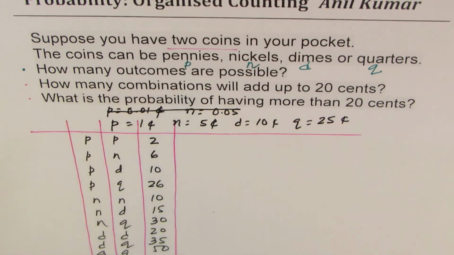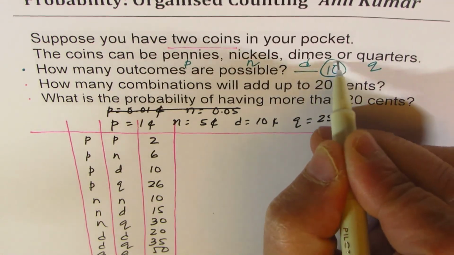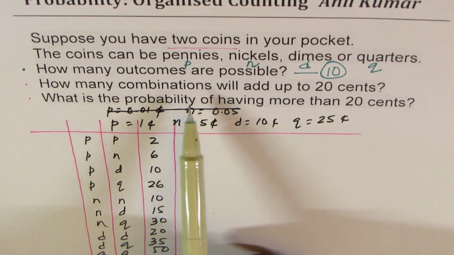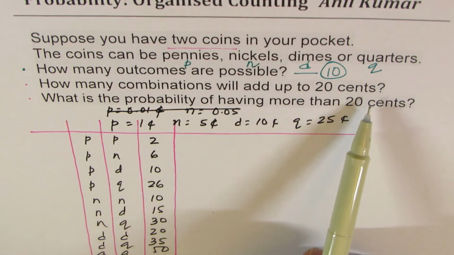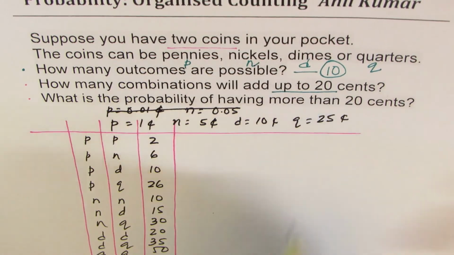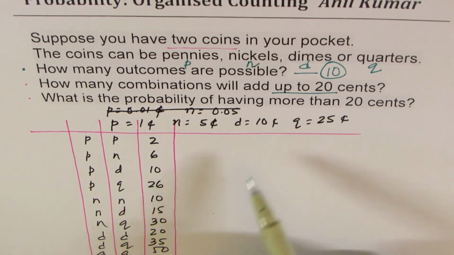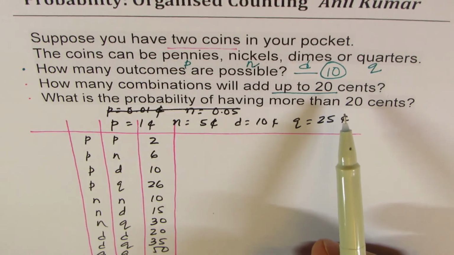This says how many outcomes are possible. So these are the number of outcomes: 1, 2, 3, 4, 5, 6, 7, 8, 9, 10. So how many outcomes are possible? This number is 10 for you. Is it okay? How many combinations will add up to 20 cents? Add up to means it is 20 or less.